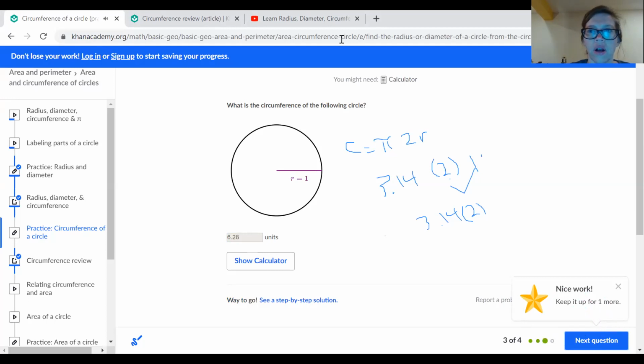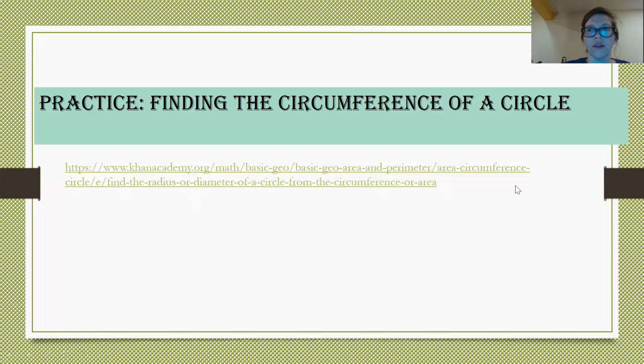Good job. That is all I have for today. Hopefully you learned something about finding the circumference of a circle, and you should have received in the mail some written work that will allow you to practice the skill as well. Go ahead and work on that. I believe you can work on that tomorrow.